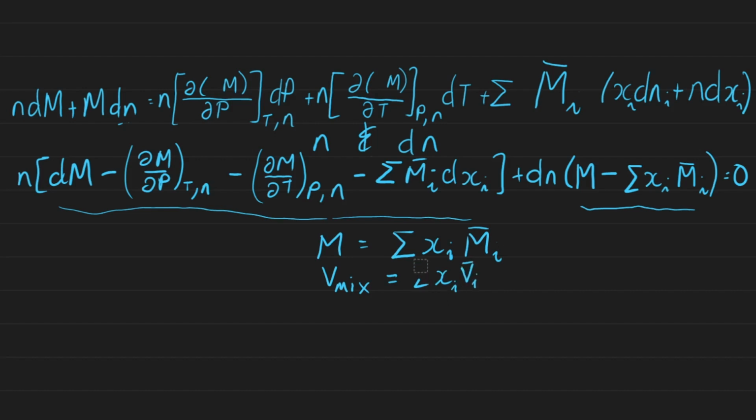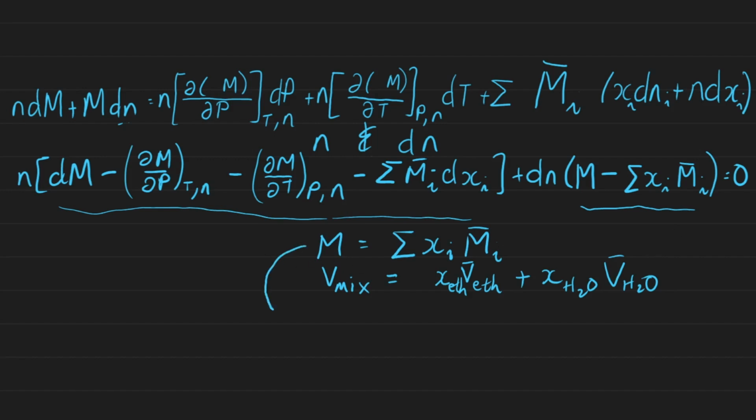We can replace this summation for this particular example. So we can say that it's the composition of ethanol in the mixture times the partial molar volume of ethanol, plus the composition of water times the partial molar volume of water. So we have established this particular relation here.